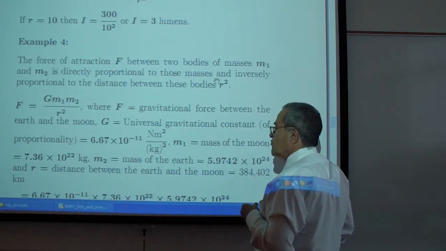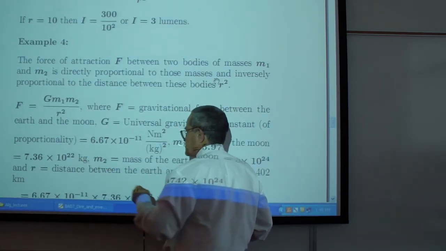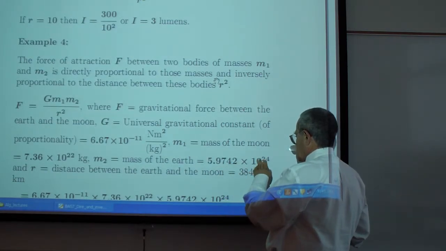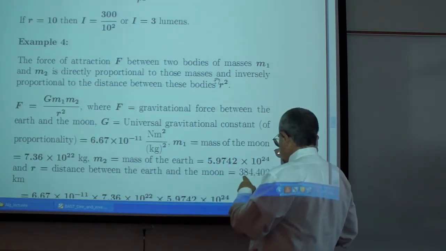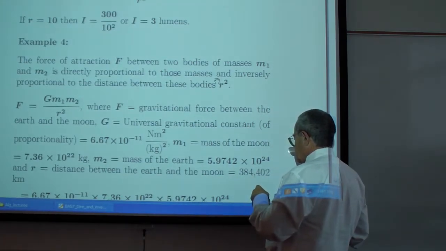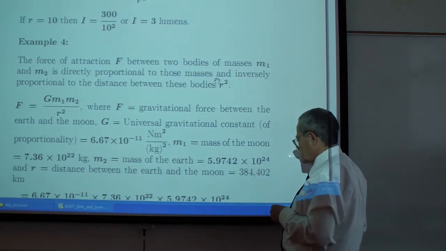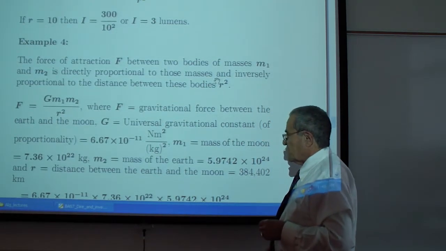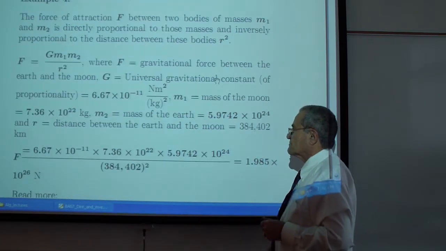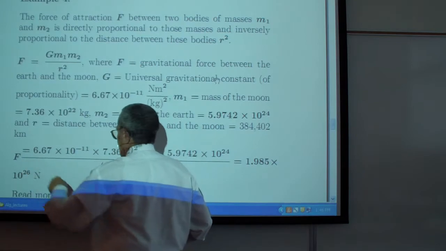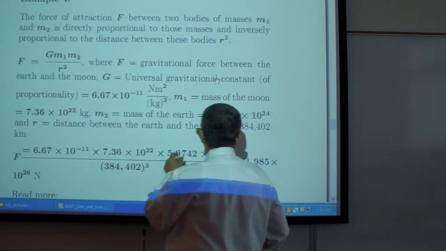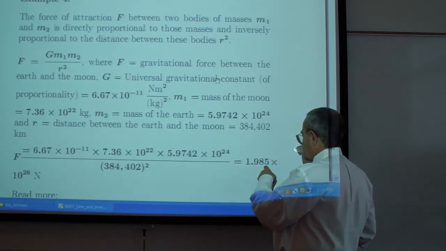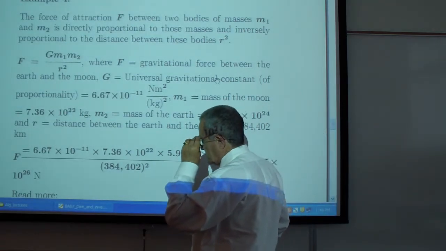The mass of the moon is about 7.36 times 10 to the 22 kilograms. The mass of the Earth is 5.9742 times 10 to the 24. And the distance between the two bodies is about 384,402 kilometers. Isn't it amazing that they can measure this to just 1 kilometer? The astronauts had a long tape. So force is, the equal sign should be down here, G times m sub 1 times m sub 2 divided by r squared, which gives you something like 1.9, almost 2 times 10 to the 26.